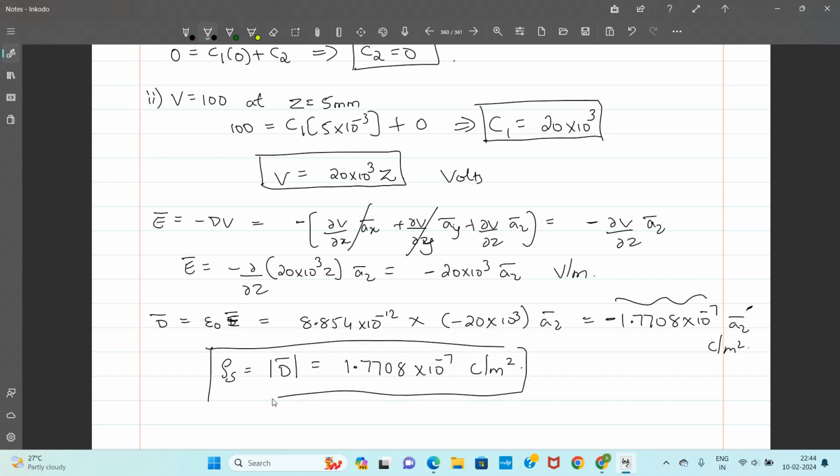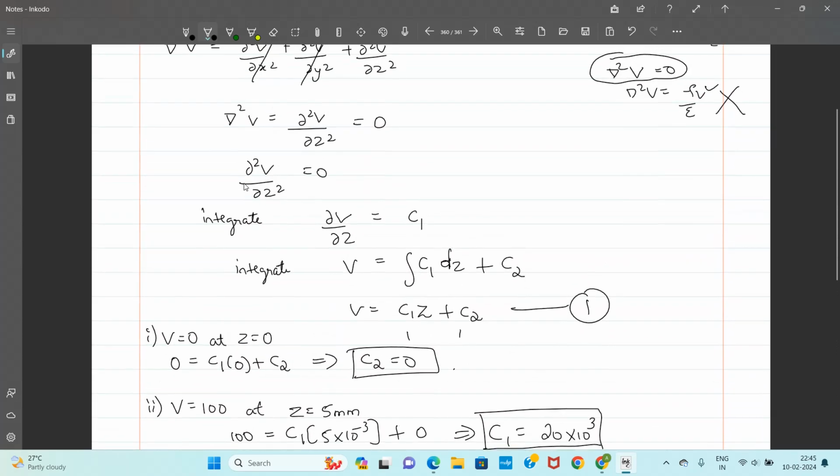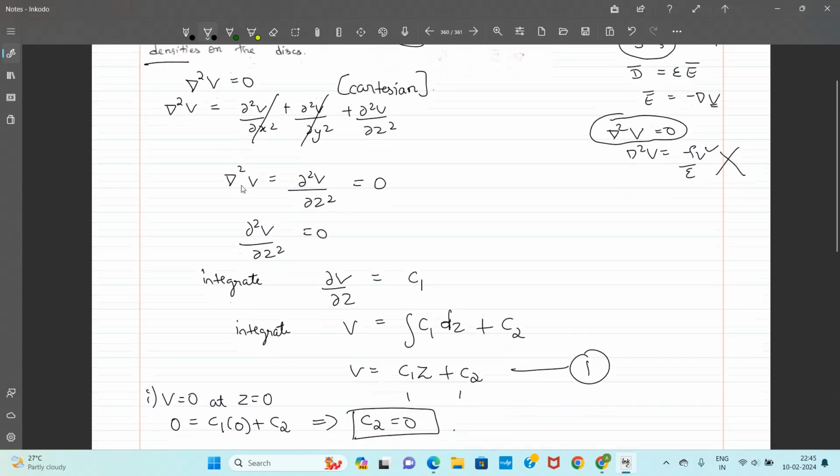Okay, you have to ignore the sign because I'm taking magnitude only, modulus of that. So your answer is 1.7708 into 10 power minus 7 coulomb per meter square. This is how we calculate the surface density. You need to know the relations. For rho s, it is magnitude of D, D is epsilon E, E is minus del V, and for V, you're supposed to use either Laplace or Poisson's equation.